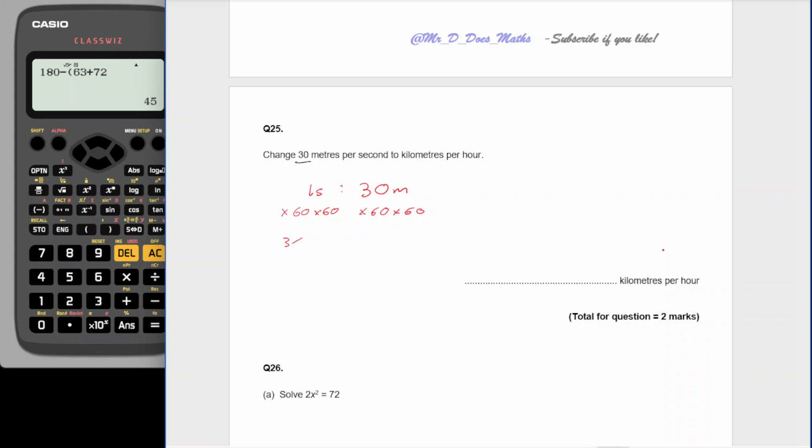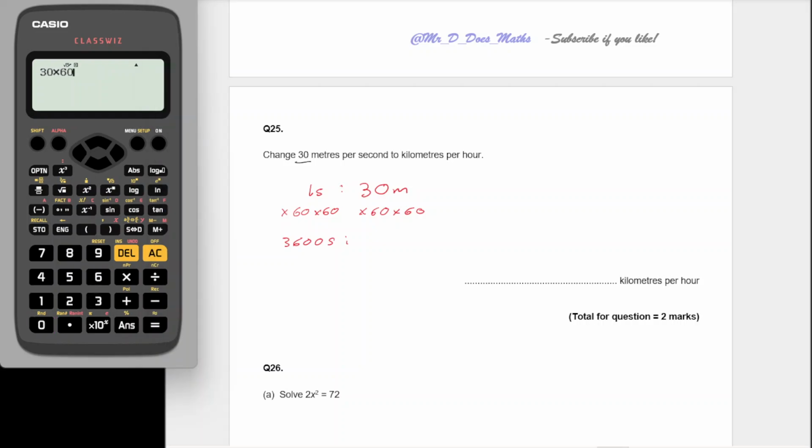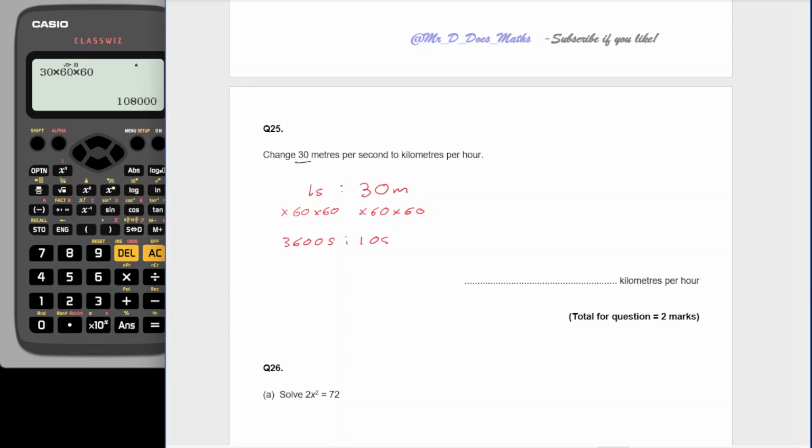So 3,600 seconds, which is the number of seconds in an hour, is going to be 30 times by 60 times by 60, which is equal to 108,000 meters. 3,600 seconds is 1 hour, and that's going to be 108 kilometers. So the speed would be 108 kilometers per hour.